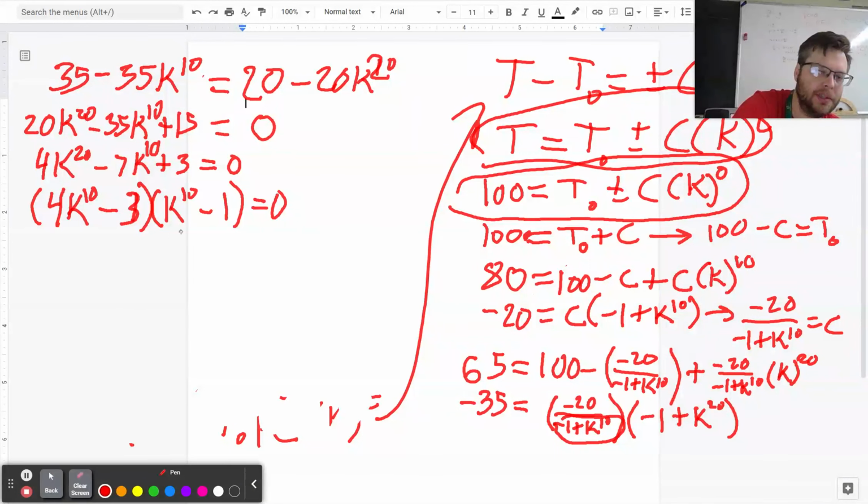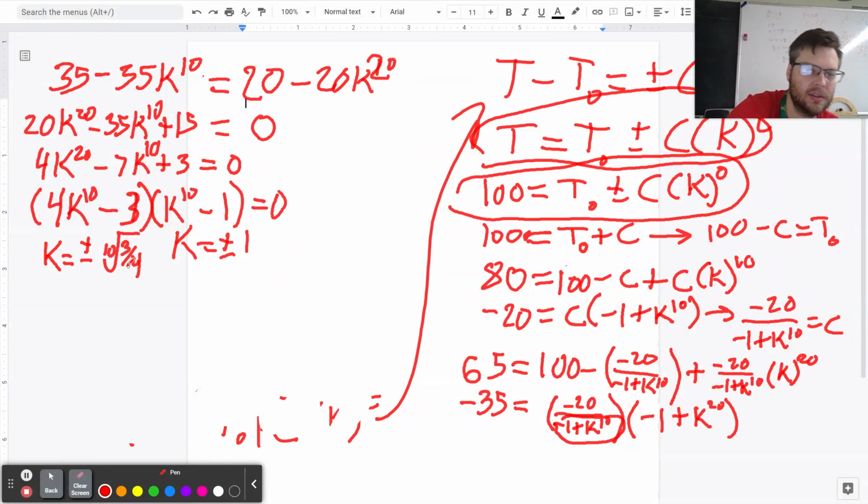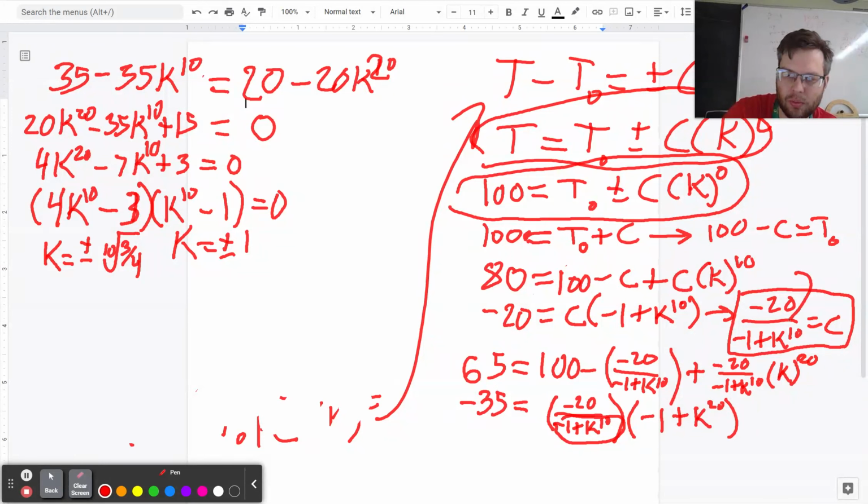So now I have two possibilities. I have this one, which gives me K equals plus or minus 1, and this one, which gives me K equals plus or minus the 10th root of 3/4. Okay, plus or minus 1 doesn't work. I don't know if you can see why. If you've got your head above water, I'm not sure, but we can look back. We know that C, remember, we're trying to find our constants. C was defined in terms of K. And if I look at K equals 1, then negative 1 plus 1 is 0. So that is no bueno.